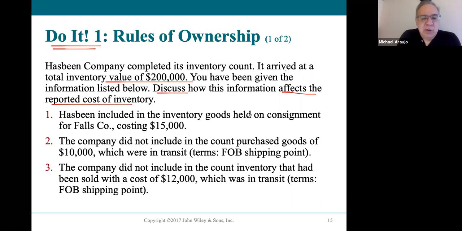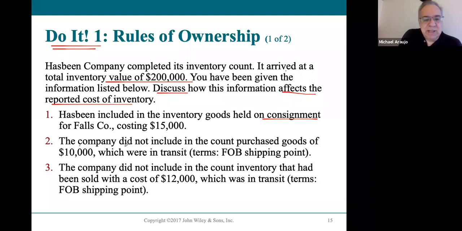Here they've included inventory held on consignment. Well, that's a problem, right? Because they don't own that. So it shouldn't be part of their inventory, nor should it be part of their cost of goods sold, because consigned goods are not owned. They're not part of your assets, and they're certainly not going to be part of your expense as cost of goods sold. So that's a problem there.